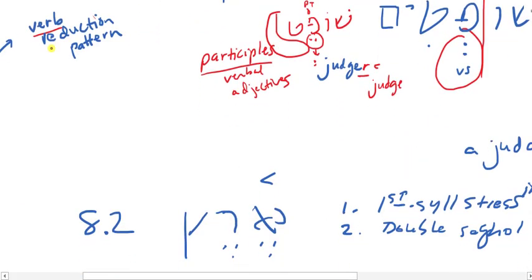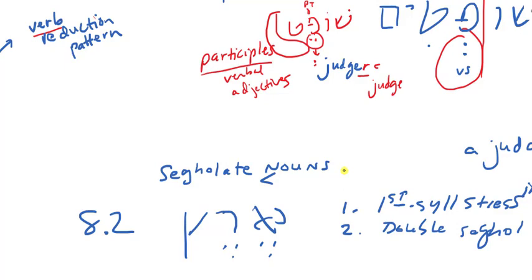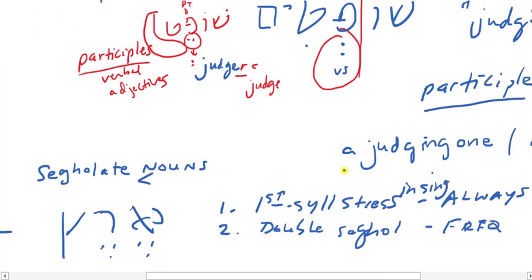In 8.2, we deal with a category of nouns called Segholate nouns. Segholate nouns. Well, what word do you see embedded in the word Segholate? Yes. And Segol is what in Hebrew? It's a vowel. It's short, yes, but it's a vowel, right? That's what I want you to remember.